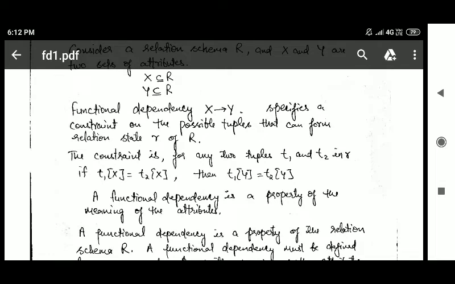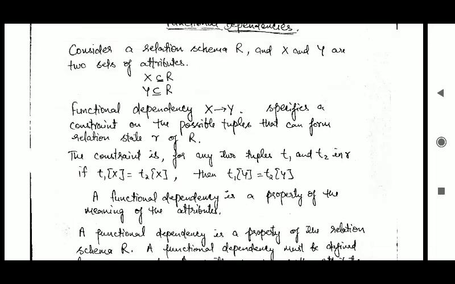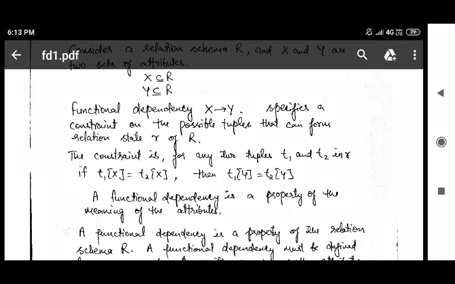It specifies a constraint on the possible tuples that can form the relation state of relation schema R. Now, what is that constraint? The constraint is that if two tuples T1 and T2 have the same values for attributes X, then they must have the same values for attributes Y, right? So a functional dependency X implies Y specifies a constraint that if two tuples T1 and T2 have the same values for attributes X, then they must have the same values for attributes Y.